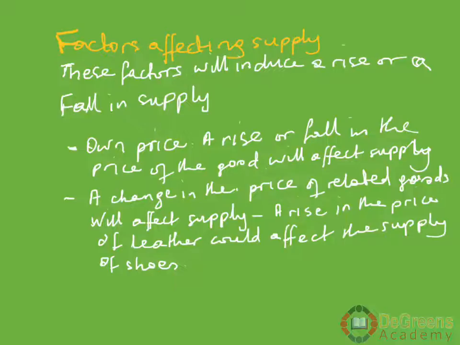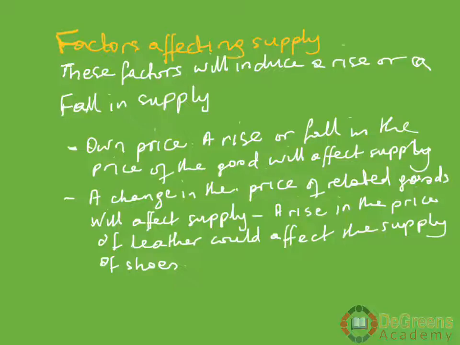So the factors affecting supply, these factors will induce a rise or a fall in supply, and they are what? The own price, that is the price of the good itself that is being supplied. A rise or a fall in the price of the good will affect supply. This is what we have seen here. If the price rises, supply will rise. You want to supply more because you are getting a higher price for it. If it drops, supply will drop.